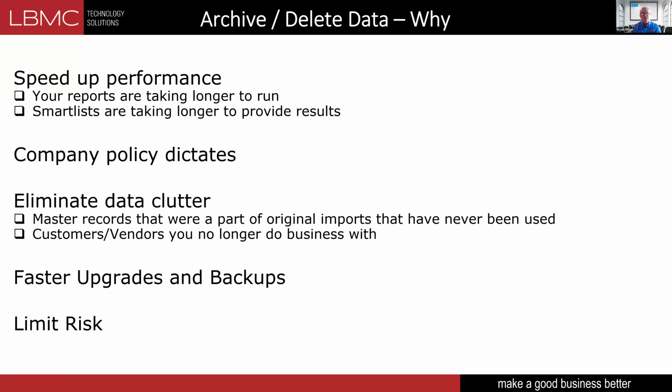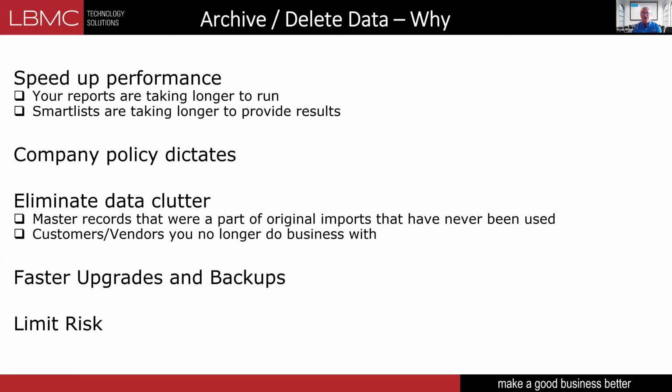And you see it a lot in SmartList, where if you're trying to run a SmartList and you notice it's starting to get slower and slower over time, that's because the data is probably getting larger and larger. Sometimes company policies will dictate, hey, we only want to keep 5 years worth of data in our ERP system. That gets to limiting the risk on the bottom of the slide there.